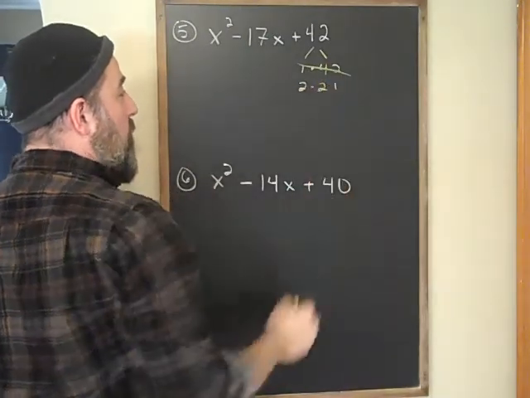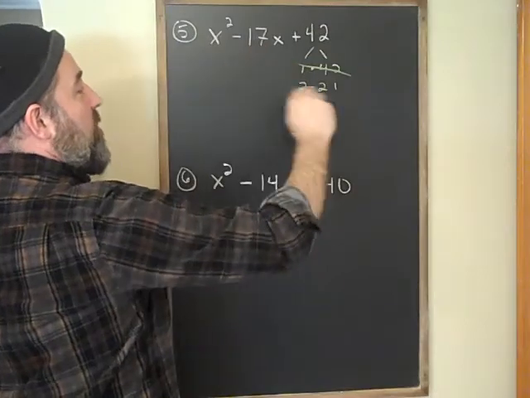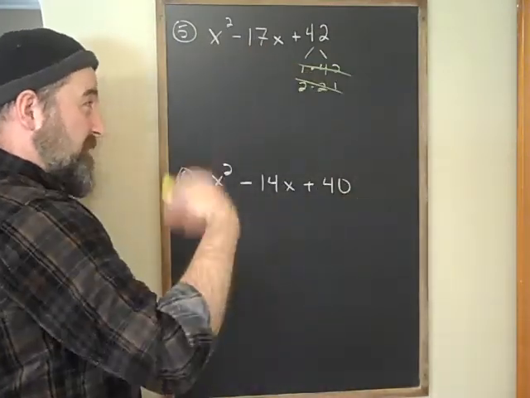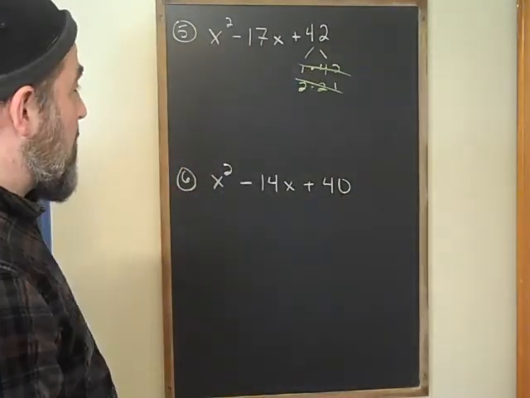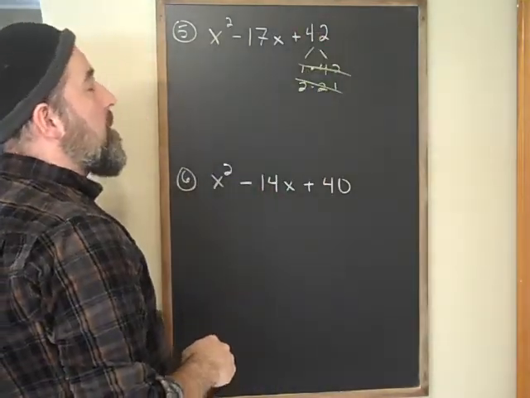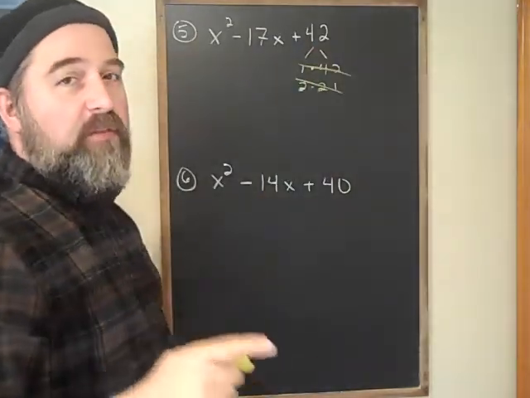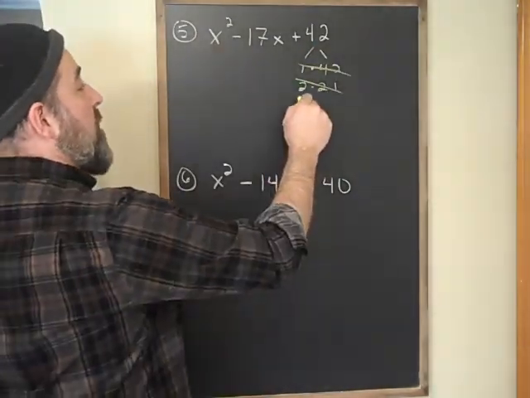42 is even, so 2 times what is 42? 2 times 21. 2 times 21 is 42. When I add them, I get 23. Nope. But my sum's going down, so I'm heading in the right direction. Is 42 divisible by 3? The answer is yes. 4 plus 2 is 6. 6 is a number divisible by 3, so 42 is divisible by 3.